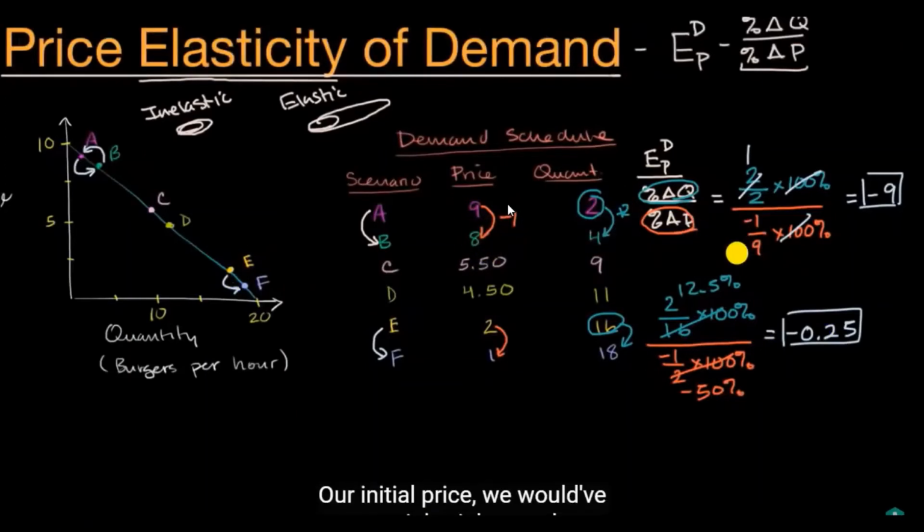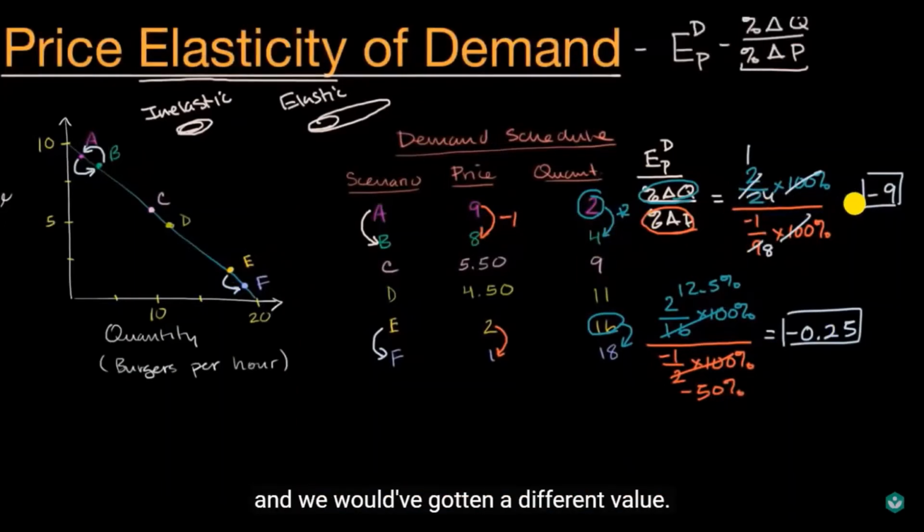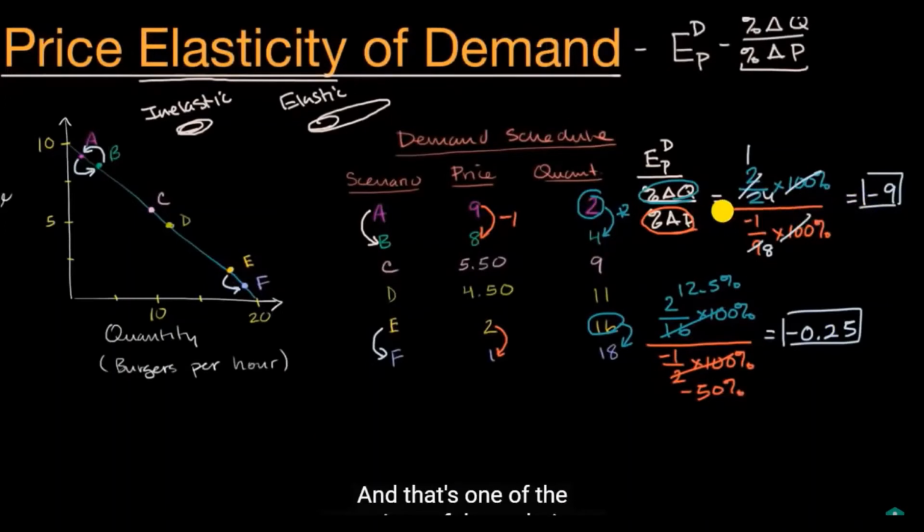Our initial price, we would have put an 8 right over here, and our initial quantity, we would have put a 4 over here, and we would have gotten a different value. And that's one of the negatives of the technique, which is arguably the simplest technique that I just used. There are other techniques, like the midpoint technique, that can give you a more consistent result whether you're going from A to B or B to A, but I won't cover it just yet.